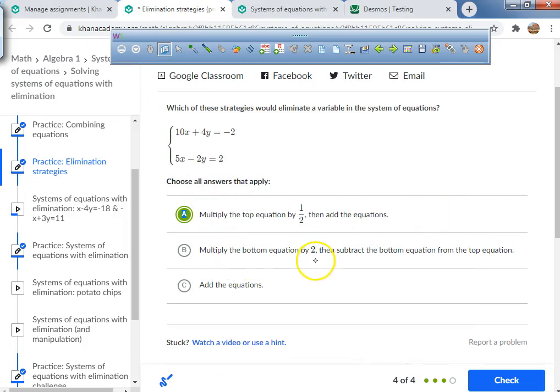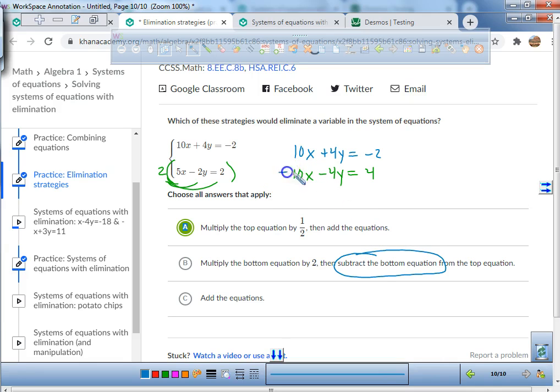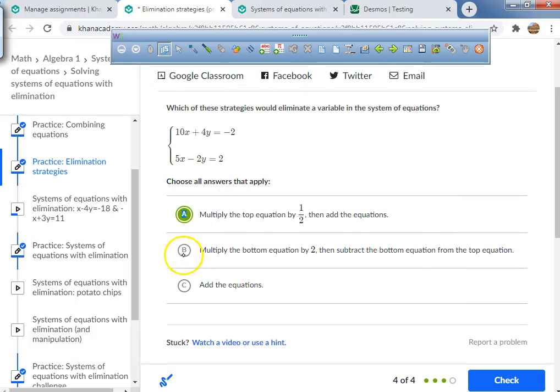Multiply the bottom equation by 2, then subtract the bottom equation from the top equation. Okay, I'll do that. I'm going to take the bottom equation and multiply it by 2. I get 10x minus 4y equals 4. I'm going to put the top equation right above it. And then it tells me to subtract the bottom equation from the top. If I take this bottom equation away from the top equation, would the x values get eliminated? Yes, they would. So therefore, I'm choosing B.